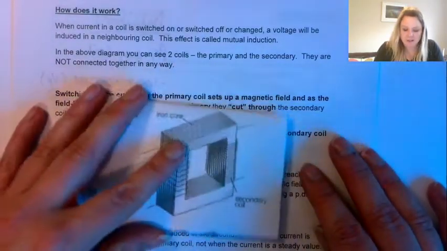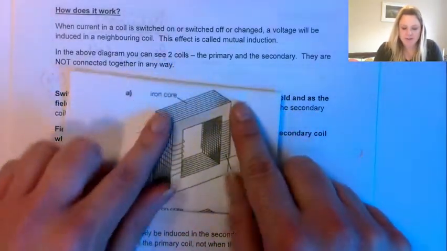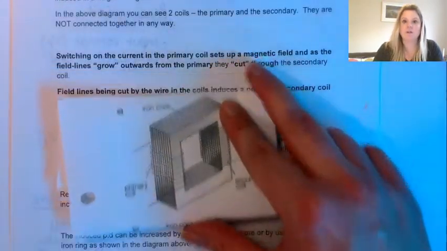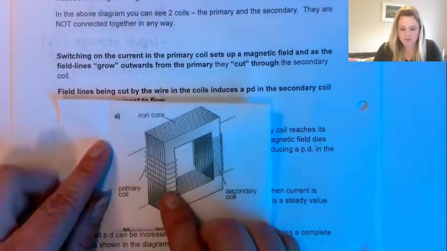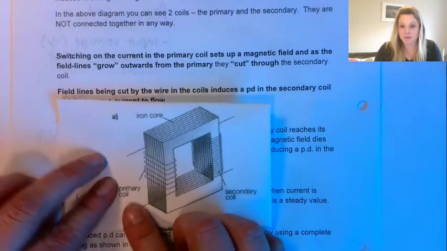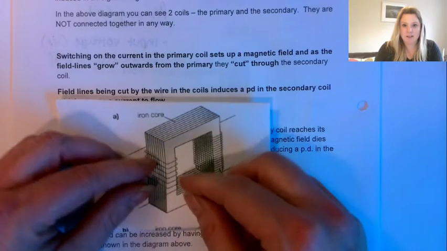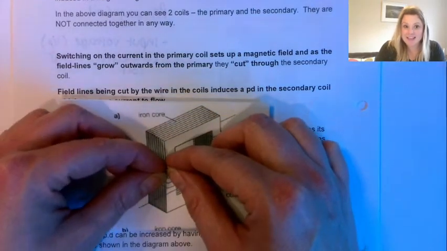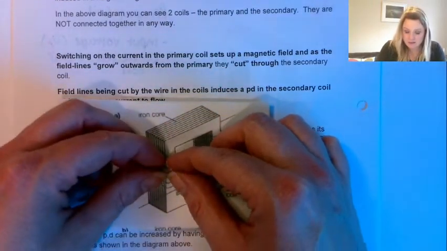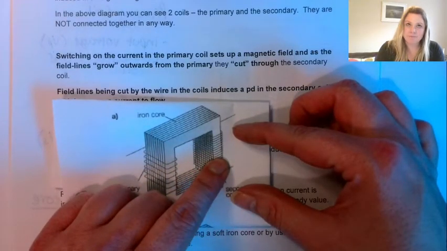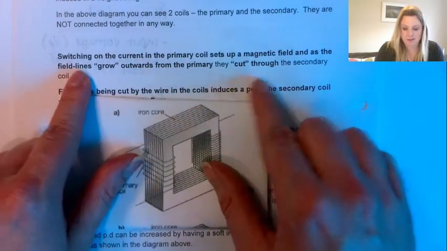Okay, so two coils, primary and secondary, they're not connected in any way. So switching on the current in the primary coil, this one, so remember these are connected to a power supply. If we turn on the current here, that's going to set up a magnetic field, and as the current is turned on, the magnetic field is going to grow, cut across the secondary coil. Right, so that's all that's saying there.